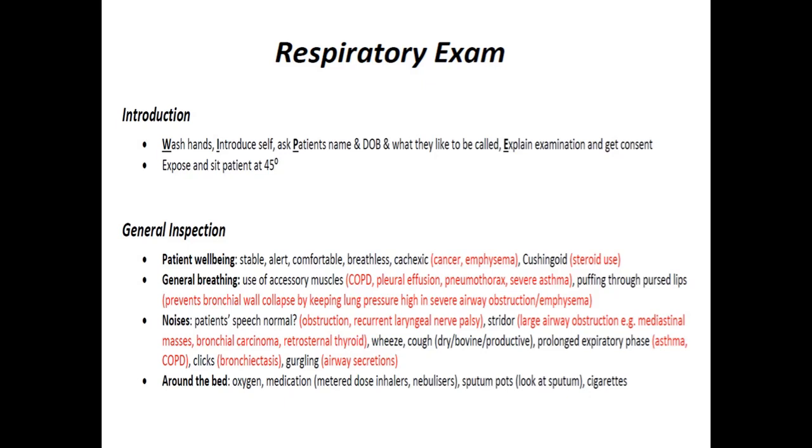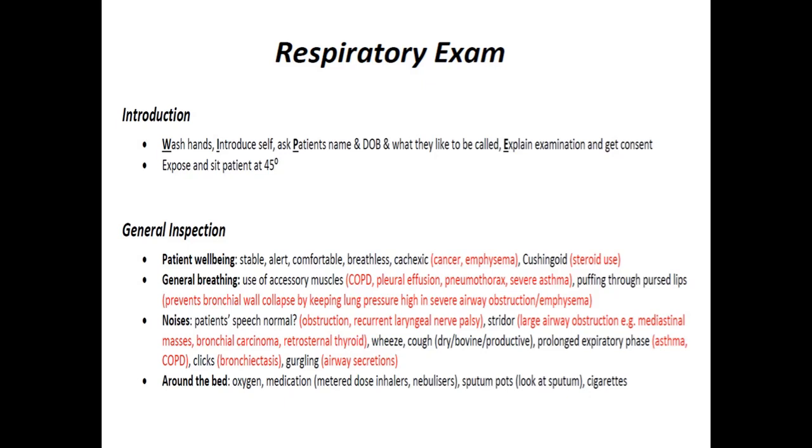If the patient has COPD or lung cancer, look for obvious cyanosis, obvious pallor, and jaundice, and the average body build. This is also very important.